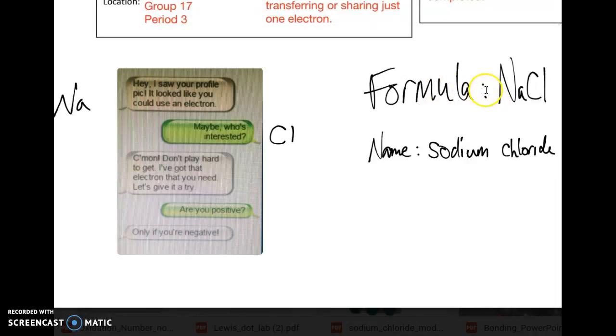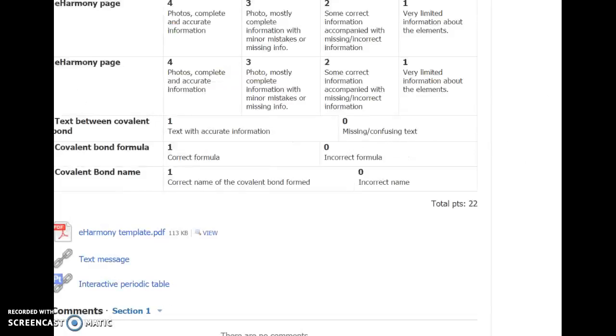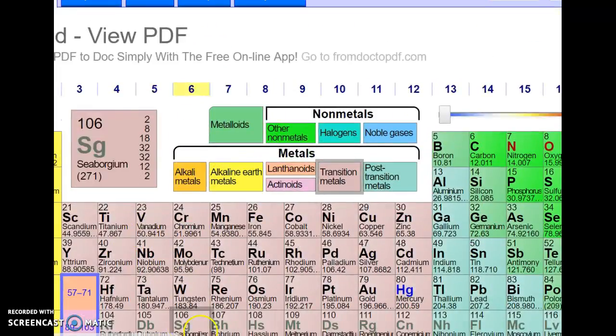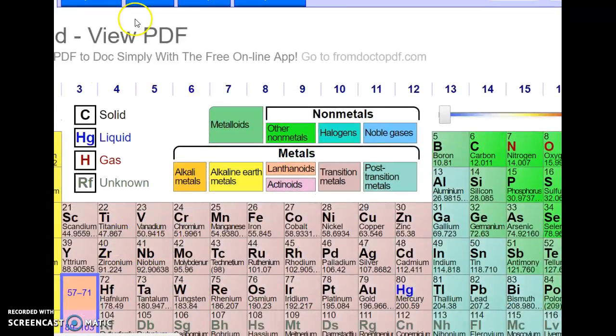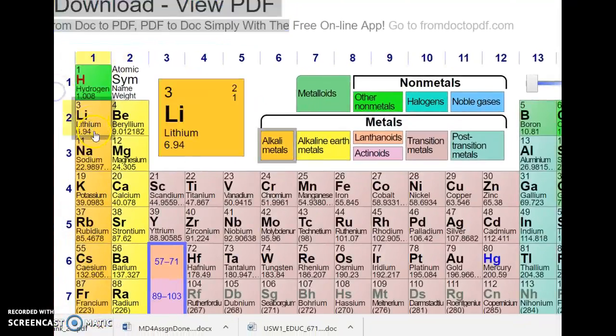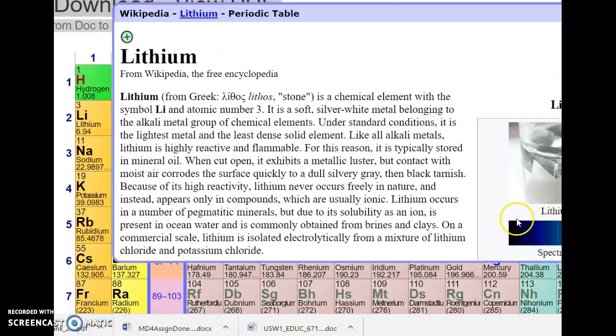All right, and then the formula. I wrote the formula NaCl, the name sodium chloride. That's the name of the compound if they were to get together. So that's essentially what you're doing. If you guys go to the periodic table, this P table, you should be able to click on it. Let me slide this over real quick. Say I want to bond with lithium. If I click on lithium, it will pop up a ton of information about lithium.